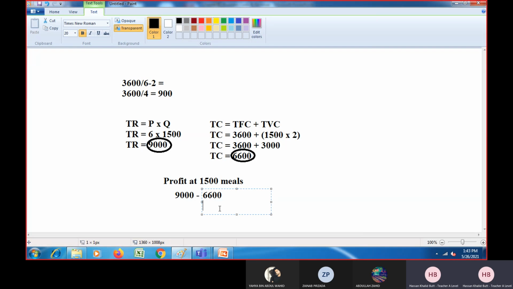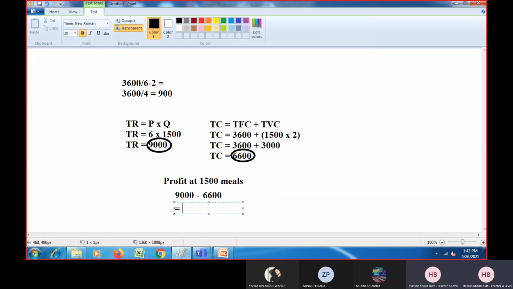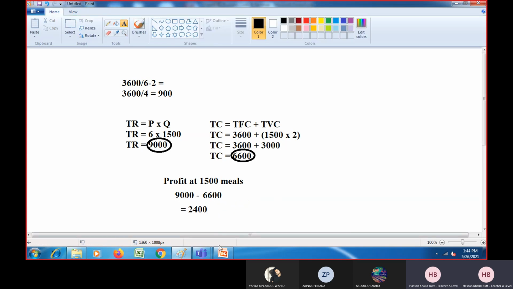So now what is the answer? Do you know? This will be 2,400. So Abdullah Zahid, your answer is not correct, na? This is 2,400, 9,000 minus 6,600. So this is the answer of part B. So any problem in this question?